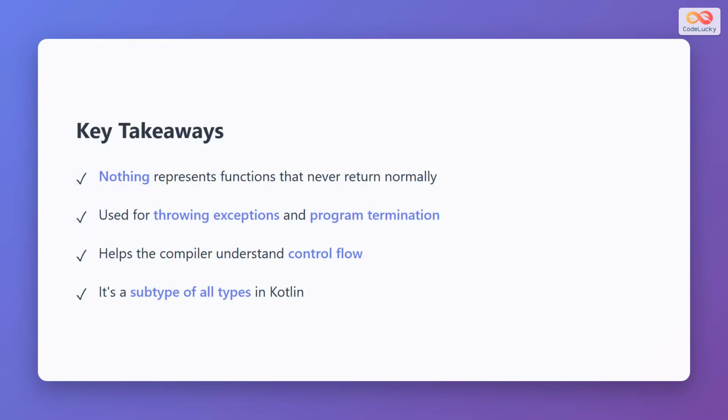Let's recap the key points. Nothing represents functions that never return normally to their caller. It's commonly used for throwing exceptions and program termination. Nothing helps the compiler understand control flow and identify unreachable code. And finally, Nothing is a subtype of all types in Kotlin, making it compatible with any expected return type. Understanding Nothing will help you write more expressive and type-safe exception handling code.